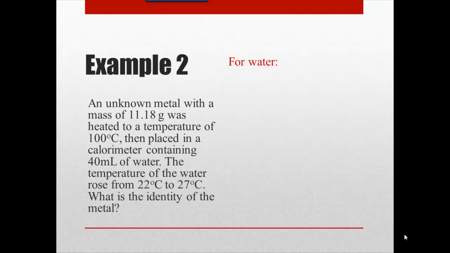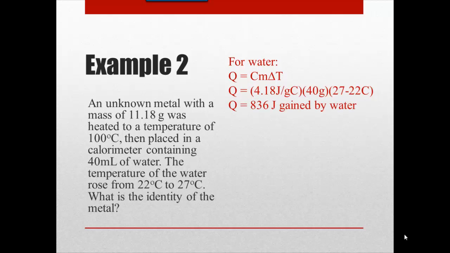Let me show you. For the water, if we plug in to Q equals Cm delta T to solve for the heat that the water absorbed, we're going to get Q equals 4.18 joules per gram degrees Celsius. That's the specific heat of water from the reference tables. I know I have 40 milliliters of water. Remember, for water, a milliliter is the same thing as a gram. So I plug that in, and I know the water warms up to 27 degrees. So I plugged in 27 minus 22 degrees Celsius. When we solve for Q, I find out that the water has gained 836 joules of heat.